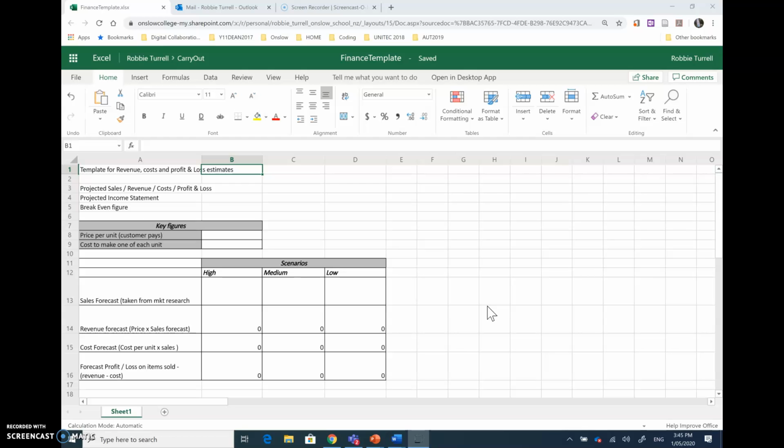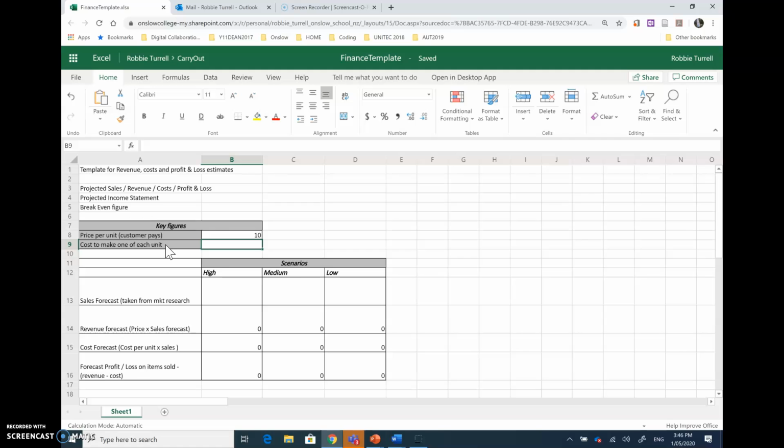So in this document, when we open it up, there are two key figures that need to go in. First and foremost is the price that you are charging for your product. So if that is your bar of soap or your hand sanitizer or whatever it is, how much does it cost someone to buy it? For argument's sake, let's say the product costs $10. So you just put in 10.